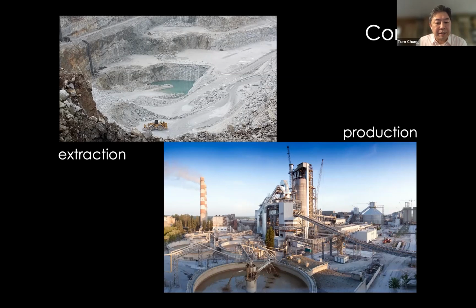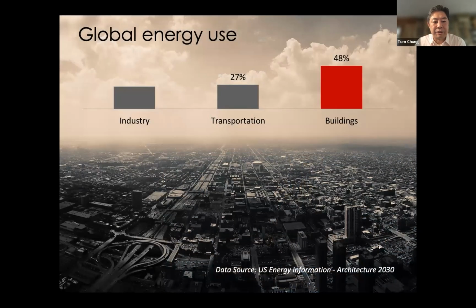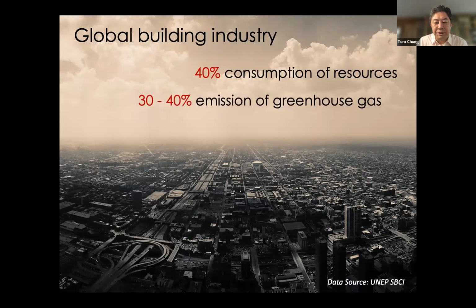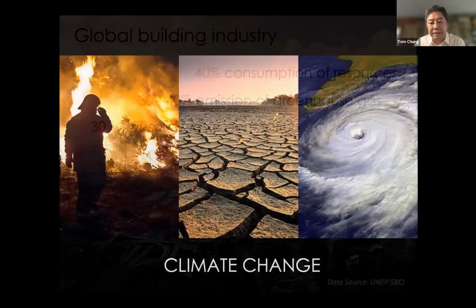And I mention this because when we look at the whole building industry and we look at the global energy use, we account for about half the energy use, more than the transportation and the industry sector. In addition, we account for about 40% consumption of resources, 30 to 40% emission of greenhouse gas, and 30 to 40% of solid waste generation. And as we know, all of this building activity, in addition to the modernization and industrialization of our contemporary society, has led to climate change.